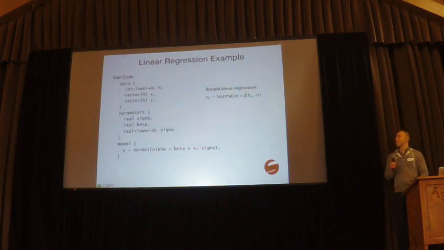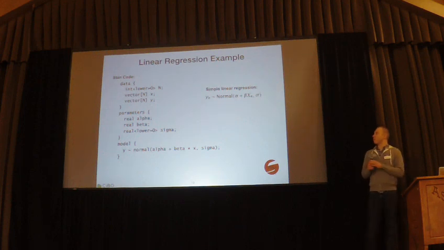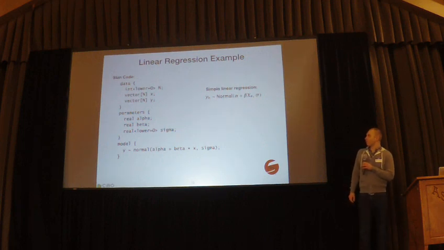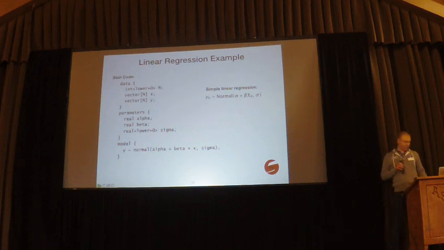So here's a linear regression example, which I imagine most of you are familiar with. On the left side, you have the Stan code, which has your data block, your parameters, and your model. And there's what the mathematical representation would look like.